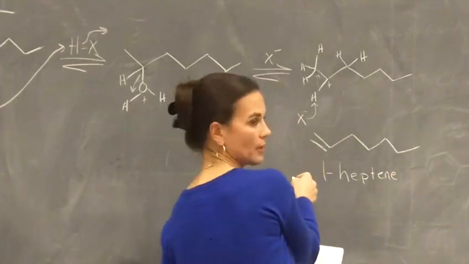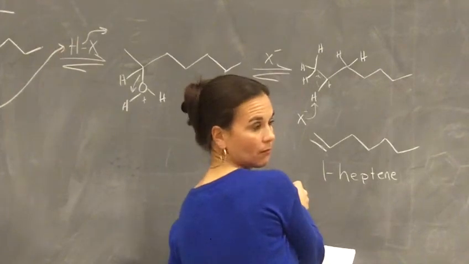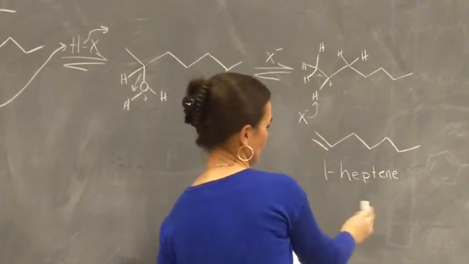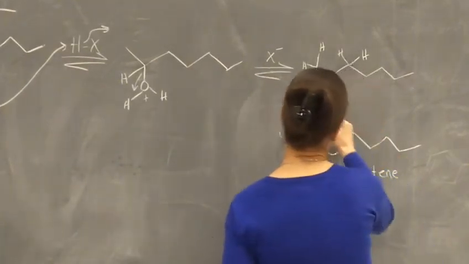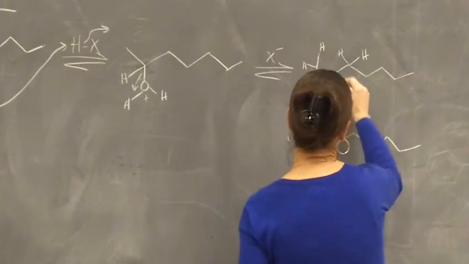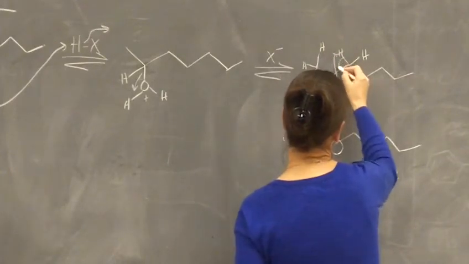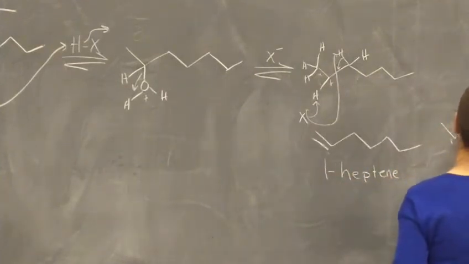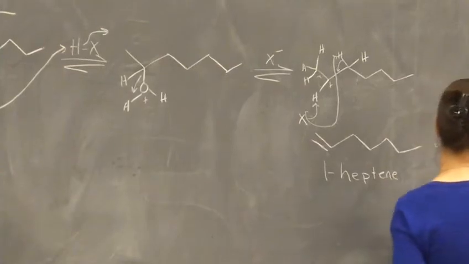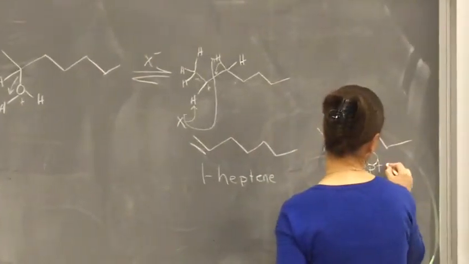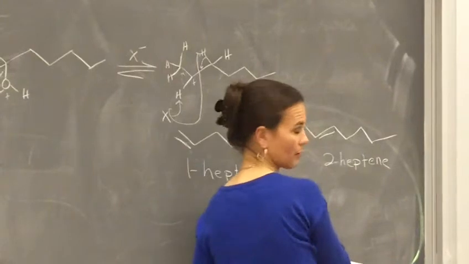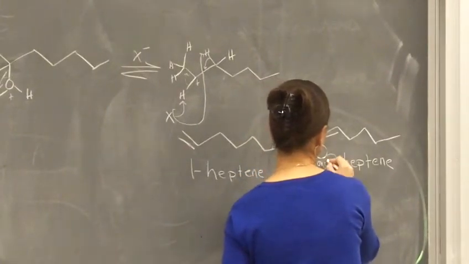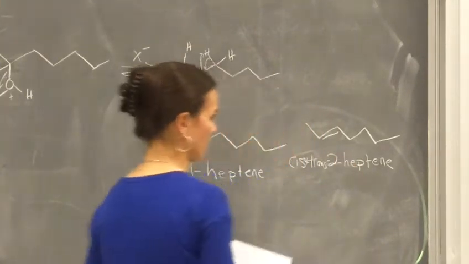Now, would you have cis and trans 1-heptene? No, right? Because you don't have two different substituents here, right? Okay, so it's just 1-heptene. The other possibility is we have our conjugate base take one of these protons, and then we form our alkene here. So in this case, we get 2-heptene. Now would we have cis and trans this way? Okay? So you would have both possible compounds, okay? Cis and trans 2-heptene, all right?